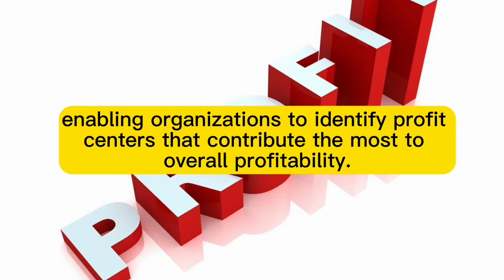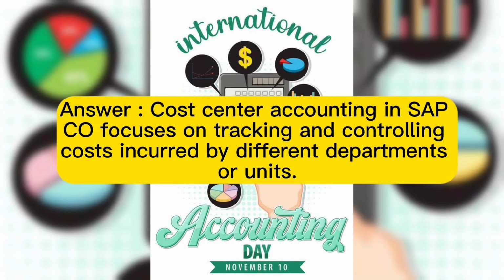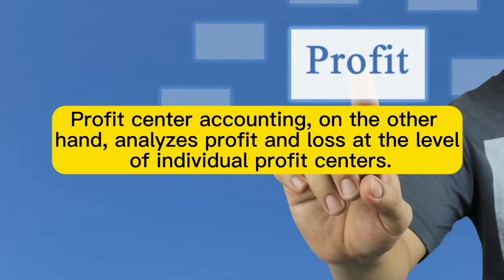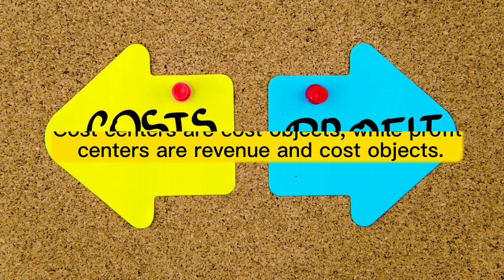6. What is cost center accounting in SAP CO, and how does it differ from profit center accounting? Answer: Cost center accounting in SAP CO focuses on tracking and controlling costs incurred by different departments or units. Profit center accounting, on the other hand, analyzes profit and loss at the level of individual profit centers. Cost centers are cost objects, while profit centers are revenue and cost objects.